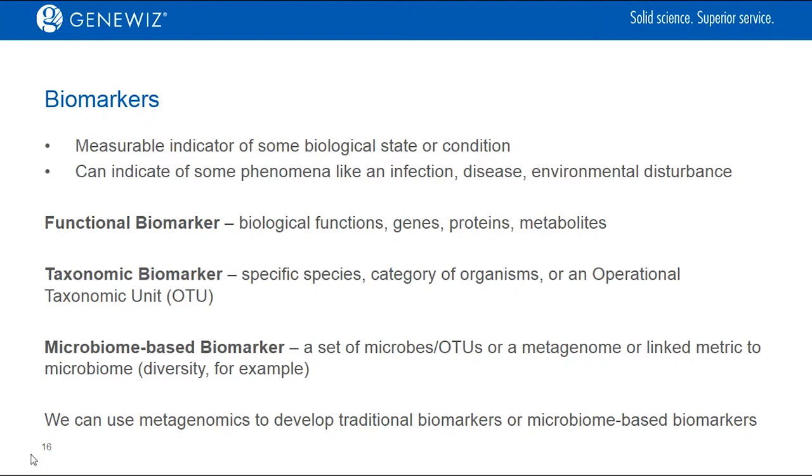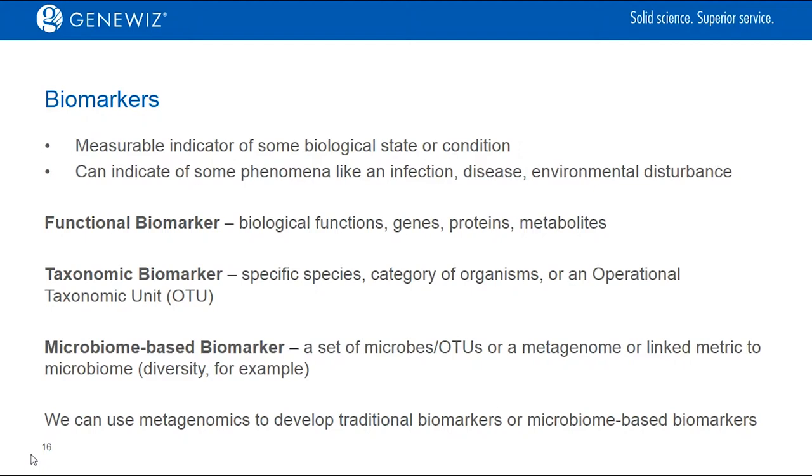So I've been talking about them this whole time. What are biomarkers? Biomarkers are measurable indicators of some biological condition or state that can indicate some phenomena like an infection, disease, or environmental disturbance. There are a few classes of biomarkers I've listed here.